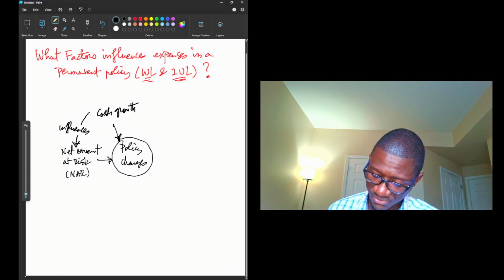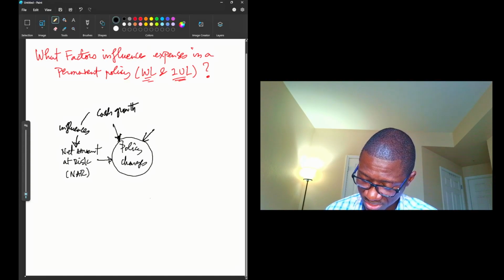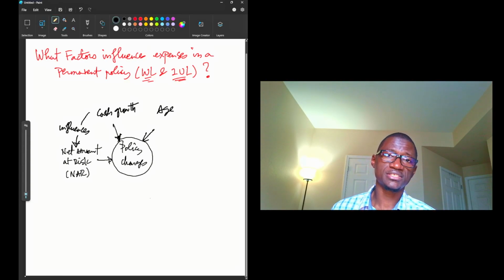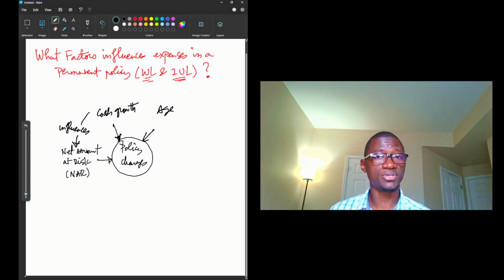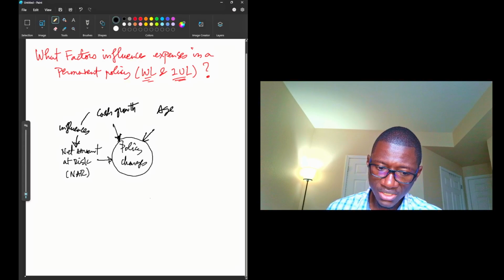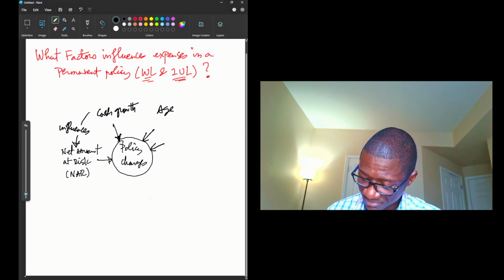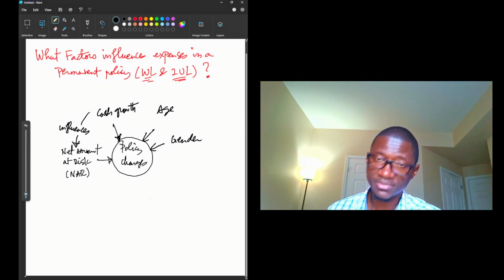The next factor that we'll talk about here is the age. Statistically, the younger you are, the cheaper the insurance is. But now you have to take into account other factors, things such as your gender. Females tend to have lower cost of insurance compared to males. But that's not the only thing in the picture.